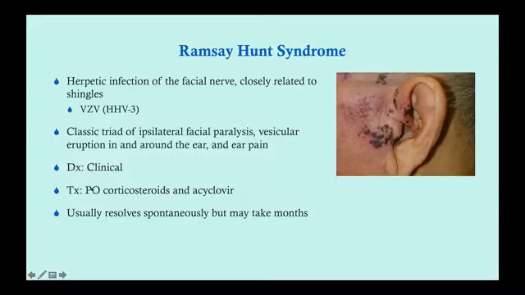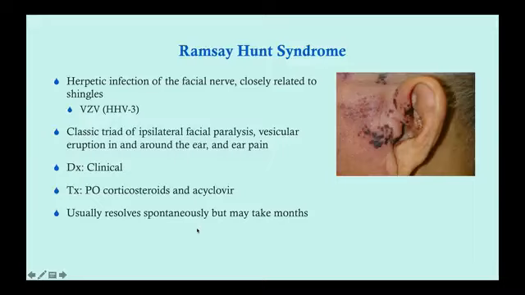Diagnosis is clinical, just like how you diagnose shingles. The treatment is generally corticosteroids and acyclovir. There's some people that say that it doesn't really help the course of the illness, but then there's also studies that say if you delay treatment, it may result in permanent hearing loss, which is a complication of having these vesicles in and around the ear. So you're better off just doing this treatment. And usually it will resolve spontaneously, but it may take months.